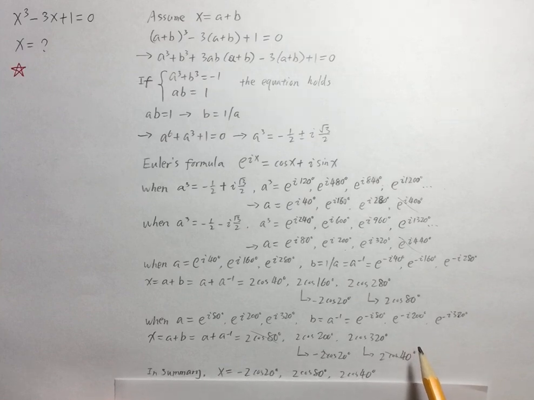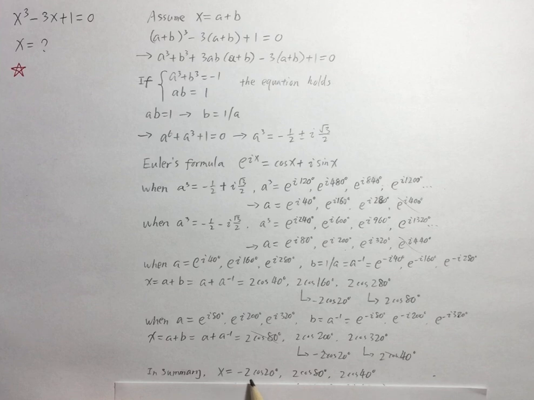So in the end, in summary, there's three solutions for x: minus 2 cosine 20 degree, 2 cosine 80 degree, 2 cosine 40 degree. And we also calculate the numerical values here.